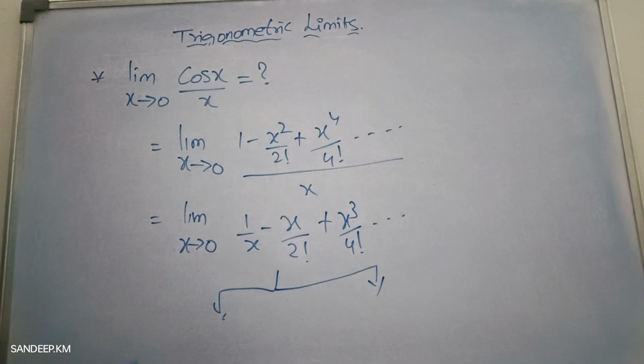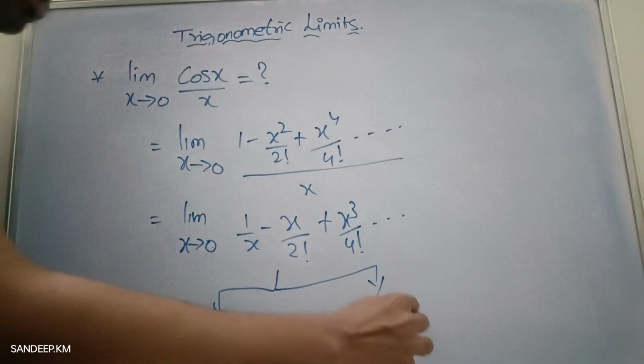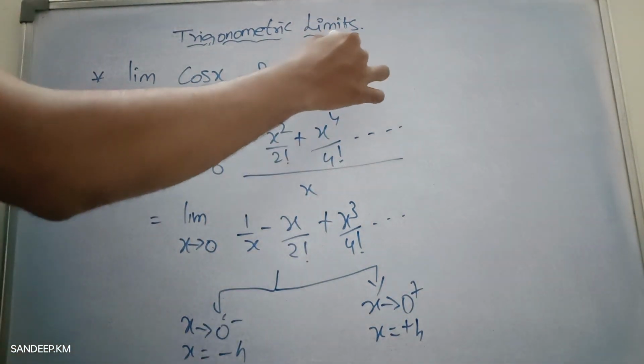The left hand limit. Here x approaches 0 minus, so we will substitute x is equal to 0 minus h, which means minus h. And in right hand limit, x approaches 0 plus, and we will substitute x as plus h. First left hand limit if I substitute.